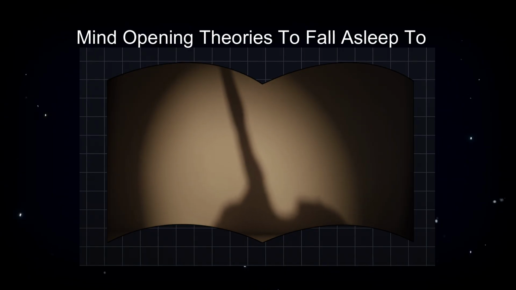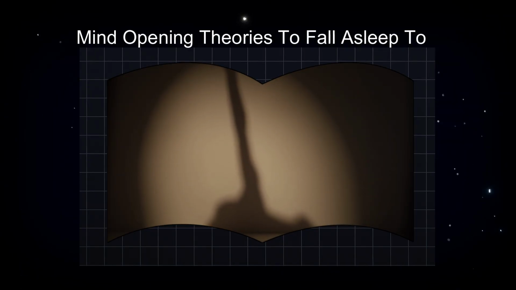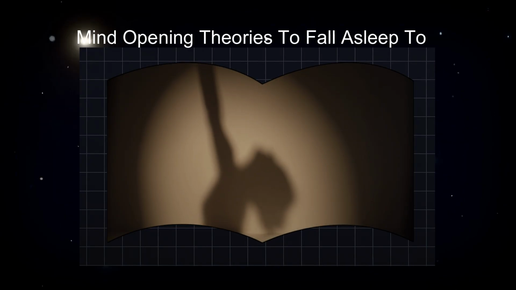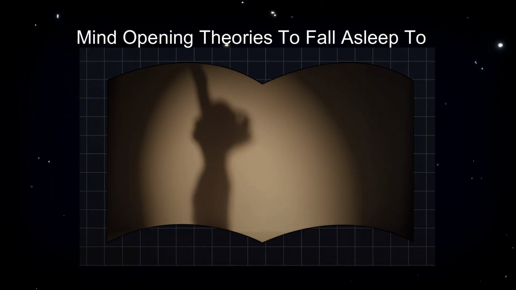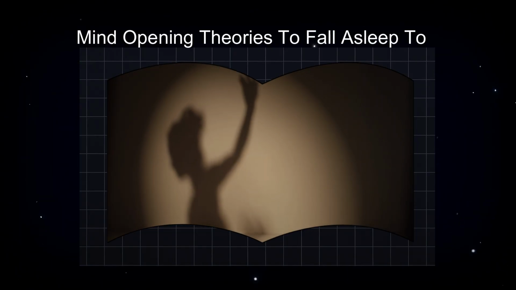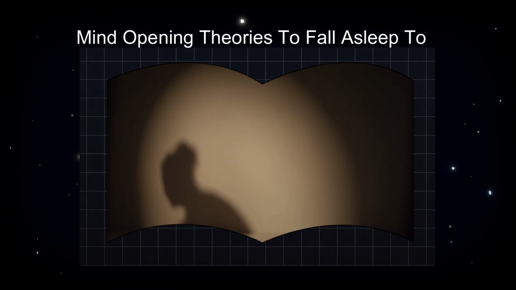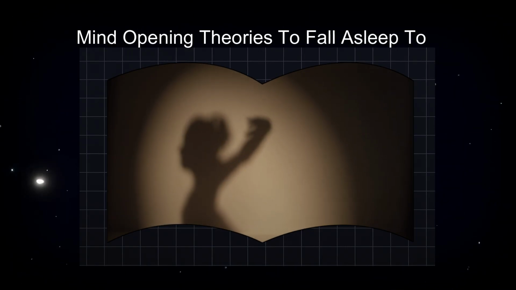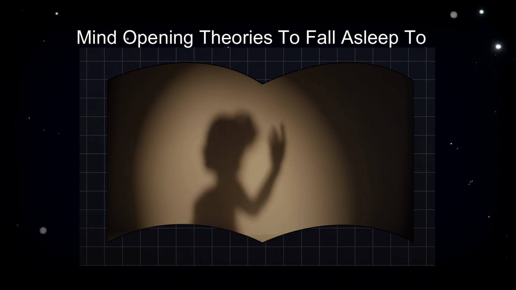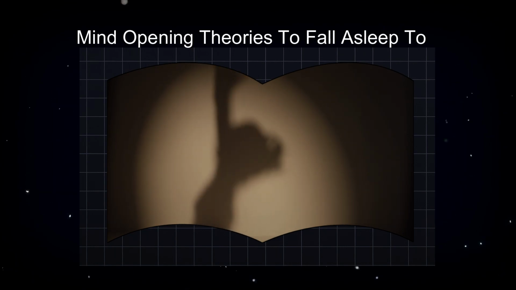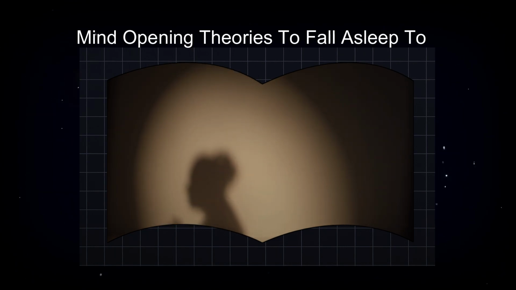Tegmark's mathematical universe hypothesis. Physicist Max Tegmark had a bold idea. He proposed that the universe doesn't just follow mathematical laws. It is mathematics. Everything we see, planets, atoms, emotions, is fundamentally mathematical structures. Not just described by math, but made of it.